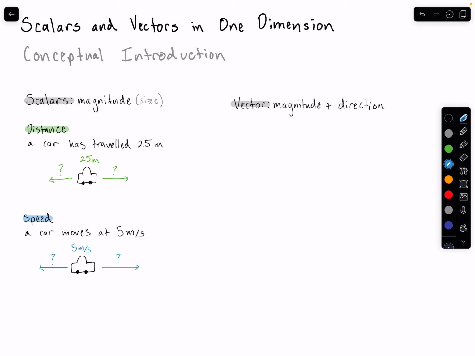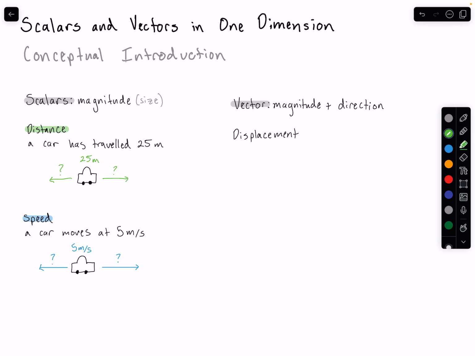Now, so you have a little bit of a comparison, let me go into some examples of vectors. If distance is a scalar, so it only has the magnitude of how far an object has gone, distance that includes a direction is called displacement.